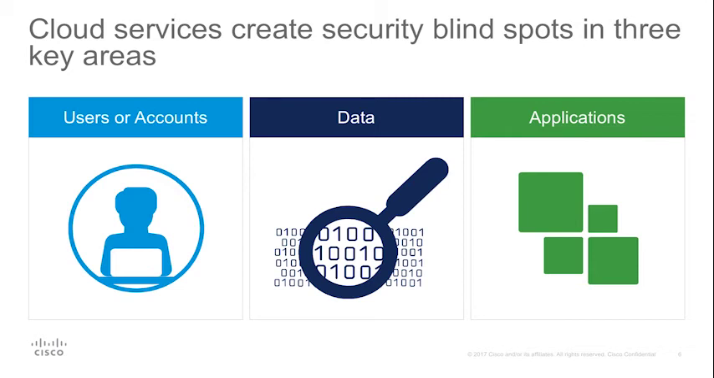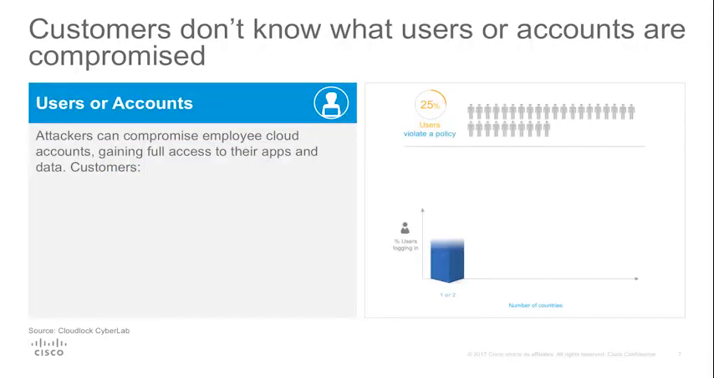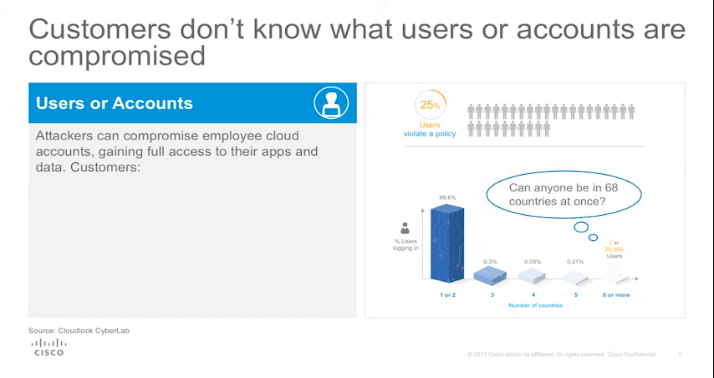Cloud services create security blind spots in three key ways: users or accounts, data, and applications. With them comes the risk of compromised accounts, data breaches, and cloud-native malware. Attackers are defeating today's security controls that rely on the network perimeter, firewalls, or exclusively focus on a specific platform. Activities across platforms are not correlated, making it difficult or impossible to identify suspicious behavioral patterns.